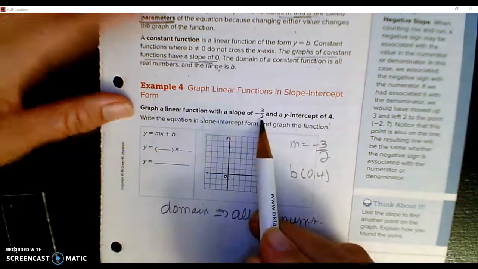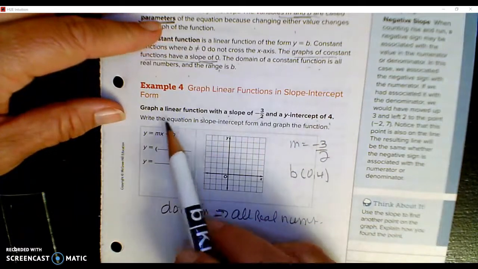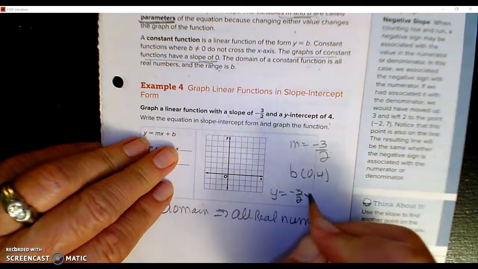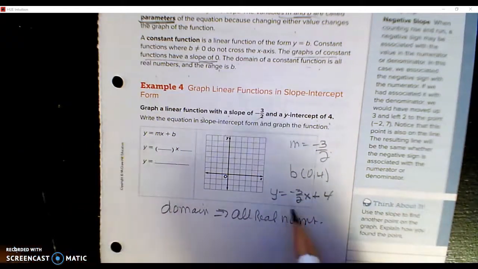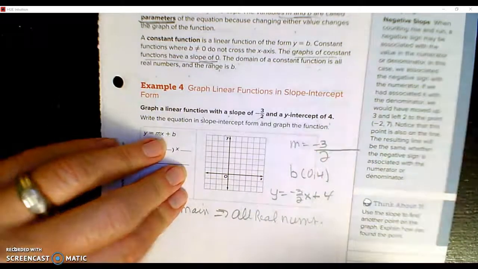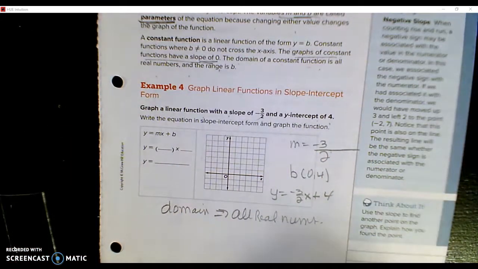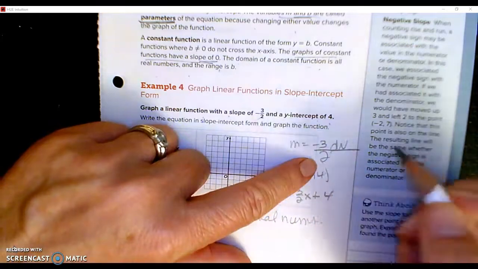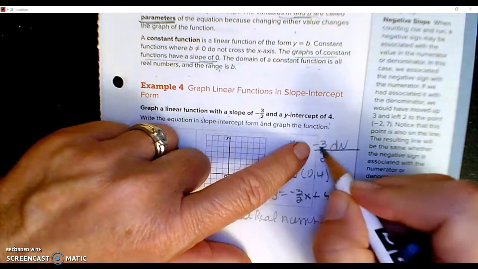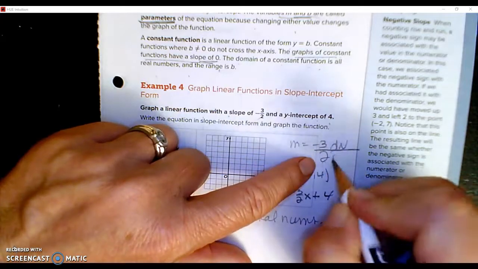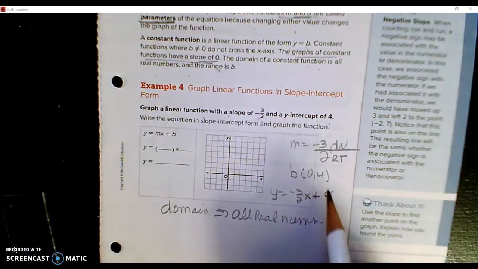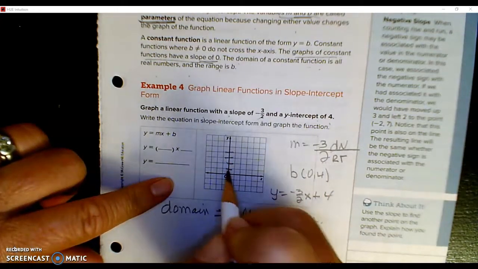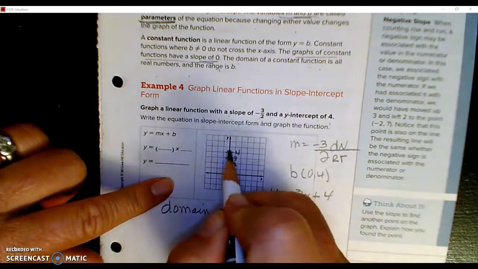Graph a linear function with a slope of -3/2 and a y-intercept of 4. Write it in slope-intercept form first. Well, that's not that hard to do. And then graph it. When you see the slope, -3/2, the negative sign could go on the top or the bottom. It does not matter. If it's on top, it means I'm going to go down 3. If it's on bottom, I'll go left 3. In this case, I'm going down 3, but I'm going to go right 2. From where? The one point we know about, the y-intercept. So we have (0, 4).